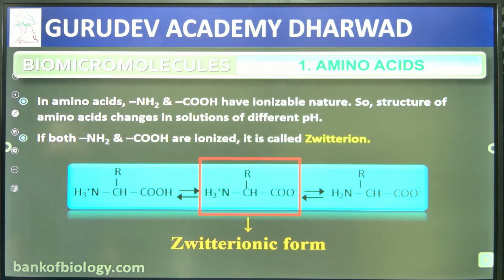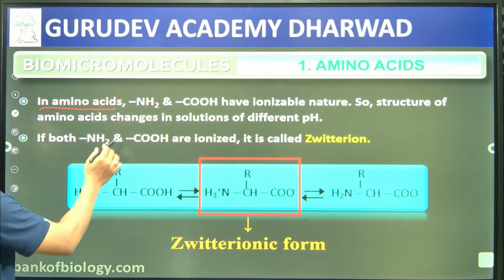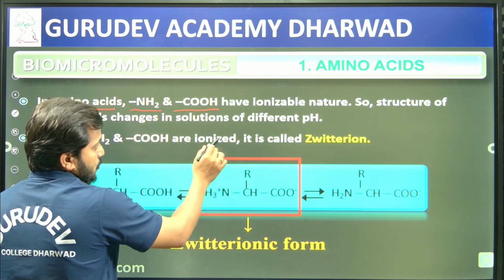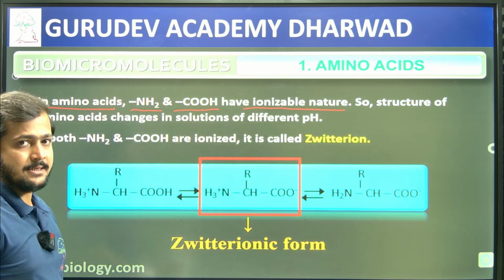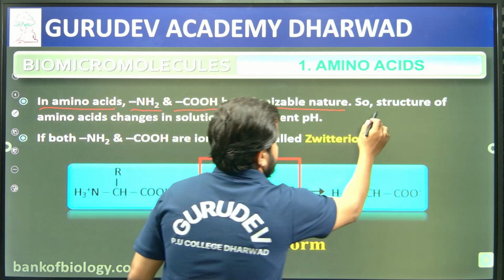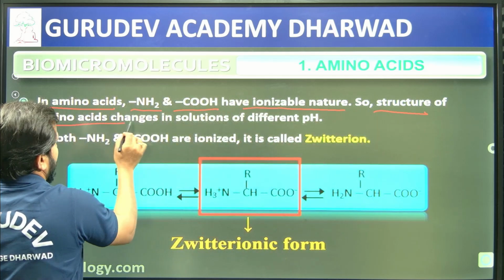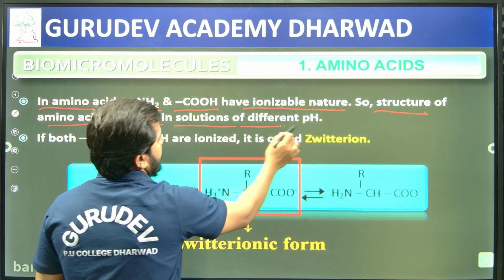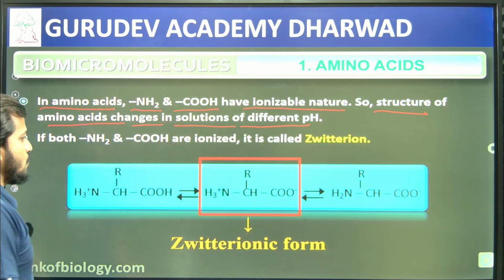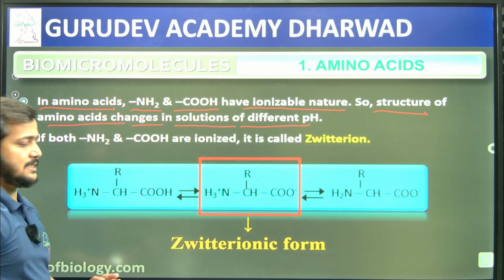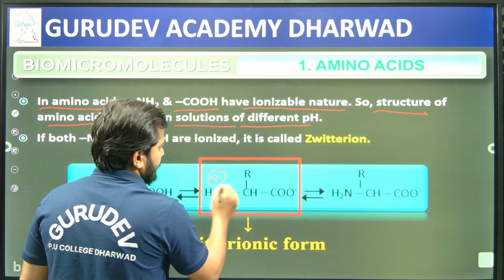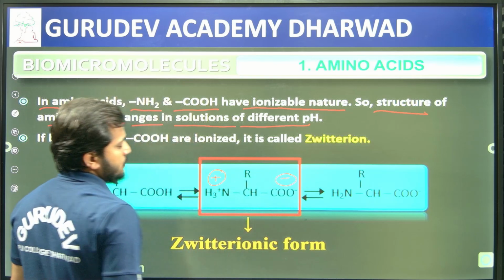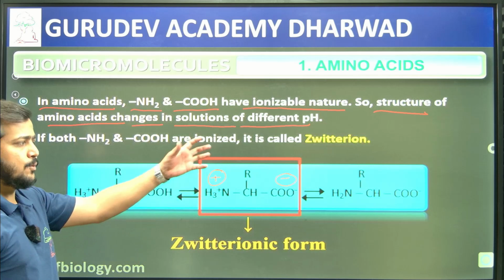Then again in amino acids, majorly the amino group and carboxylic group have an ionizable nature. So the structure of the amino acid changes in solutions of different pH, right? As these have both charges, positive as well as negative. The amino group gives positive and the carboxylic group gives negative. So it is known to be neutral.